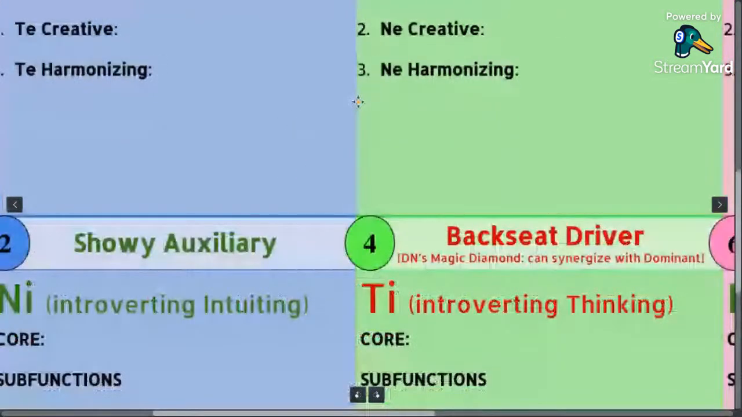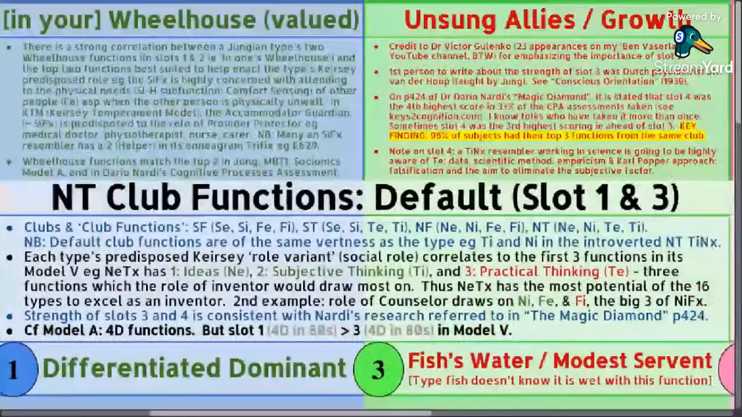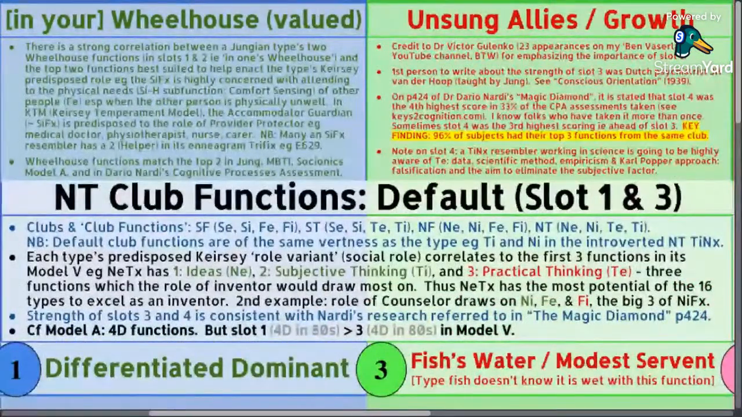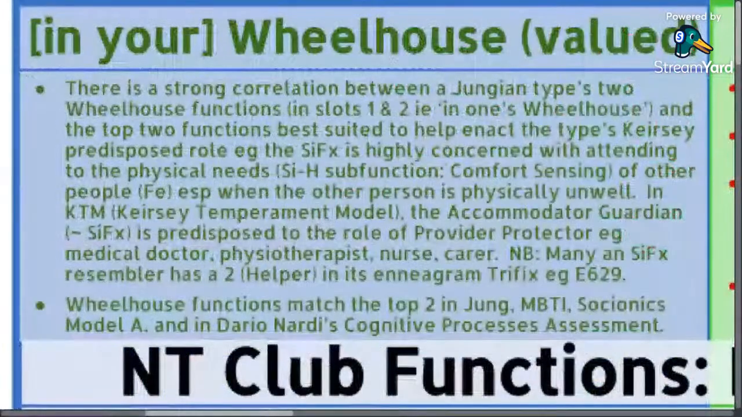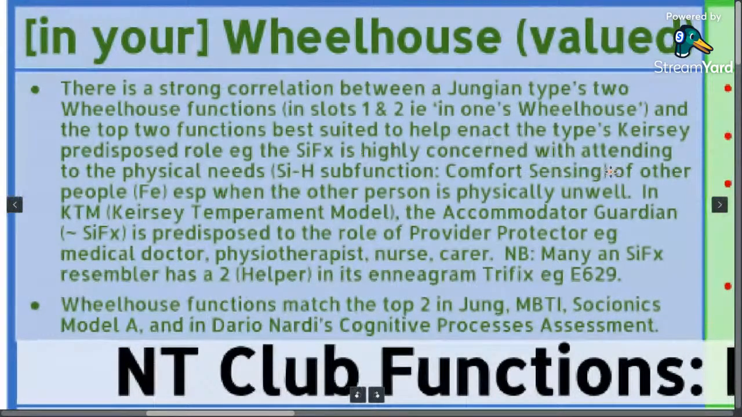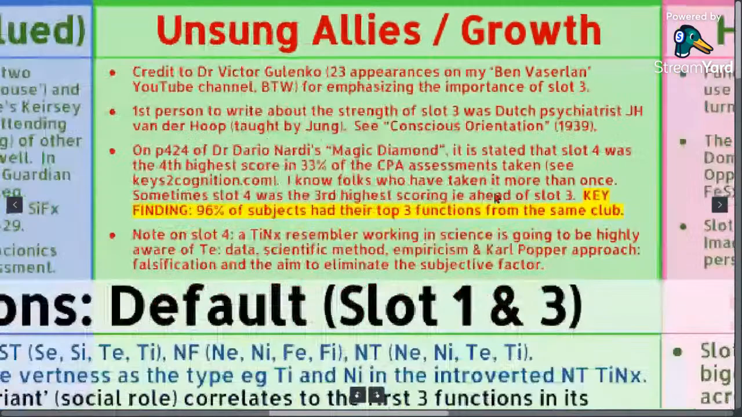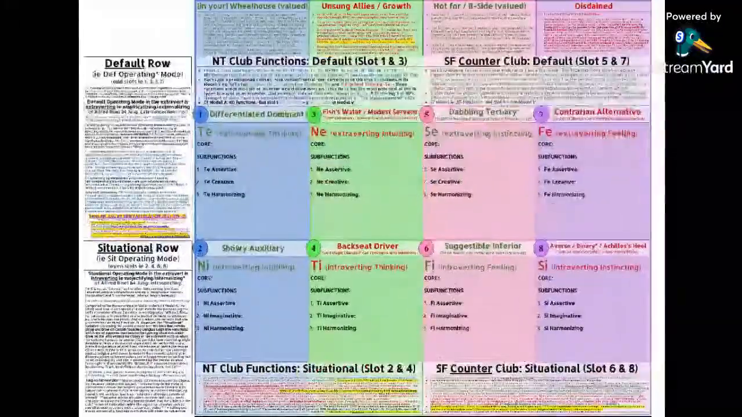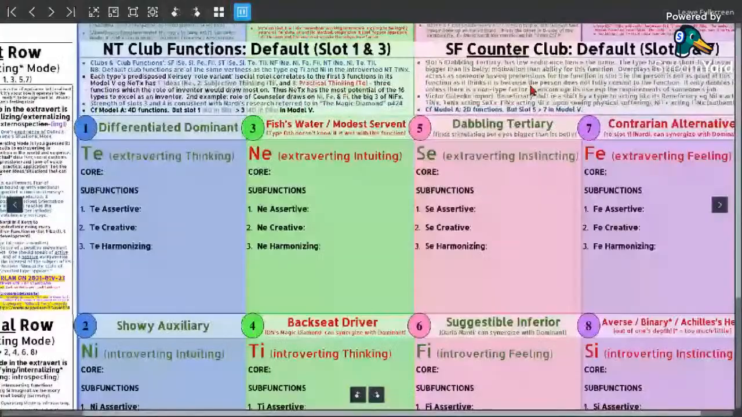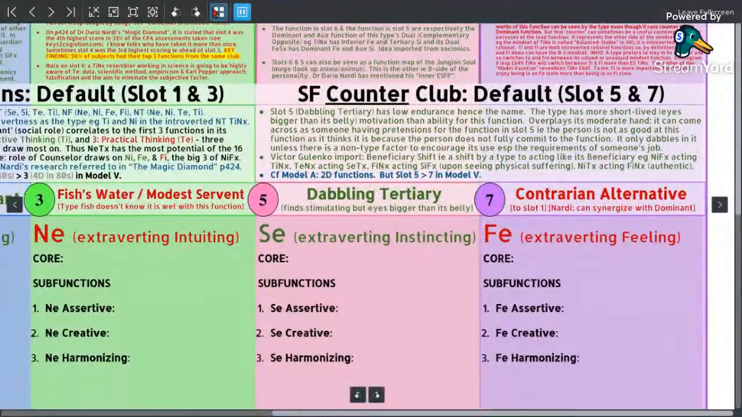Right, there's something more on clubs and Dario's data. That should be quite clear. And then I'm going to go here. And again, if you want to pause it and read it, and then here, pause it and read it. And again, that's about the strength of those slots. And again, slot 3. It's 3 and 4. So you've seen about slot 5. The type thinks it's better at it than what it is.